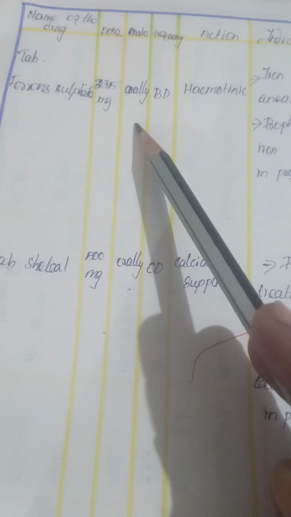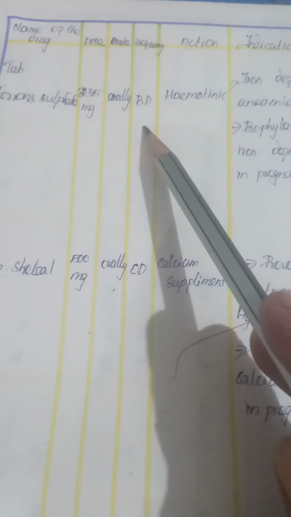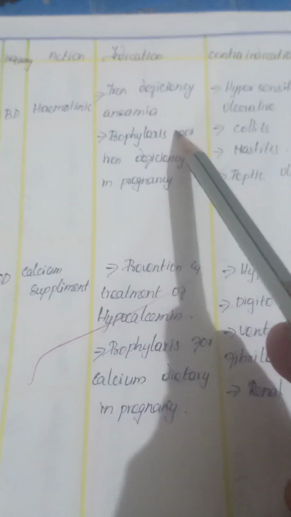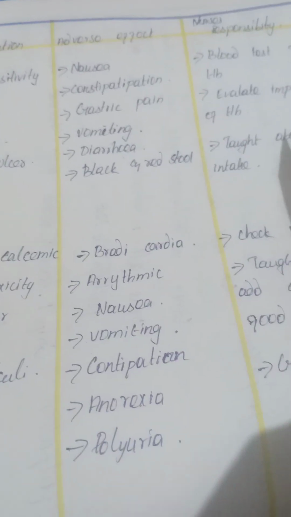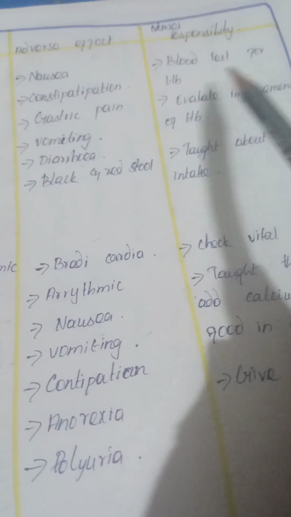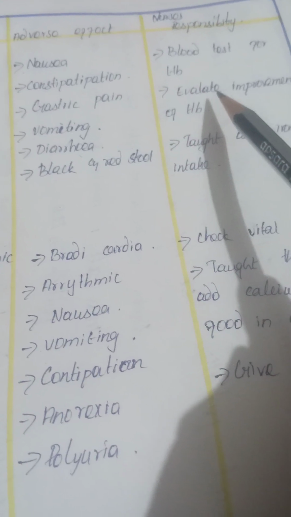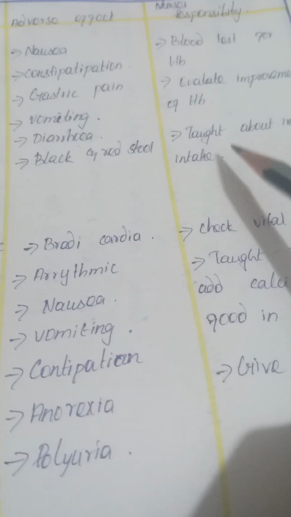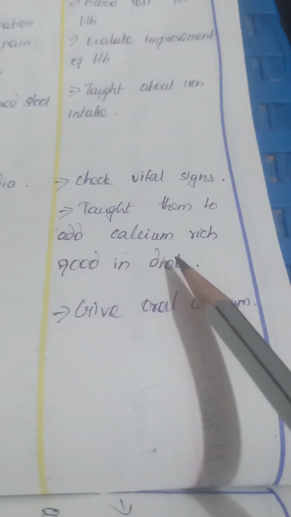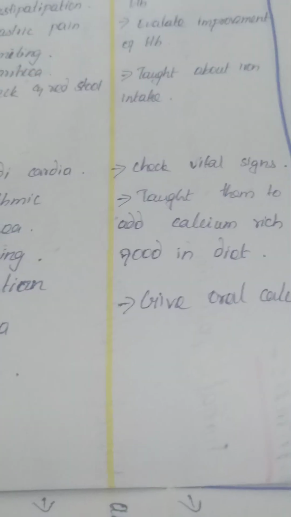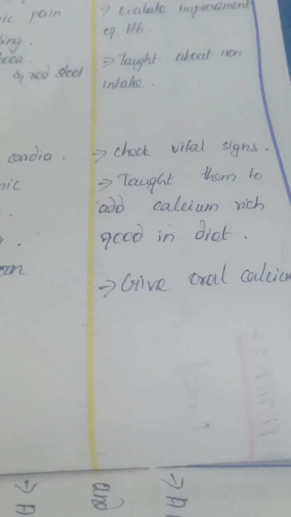Then route, frequency, action, indication, then contraindication, then adverse effect, then nurse's responsibility. What are the nurse's responsibilities? Blood test for HB and evaluate the improvement of HB. Teach about the iron intake. Check the vital signs. Teach them to add calcium rich food in diet. Give oral calcium.